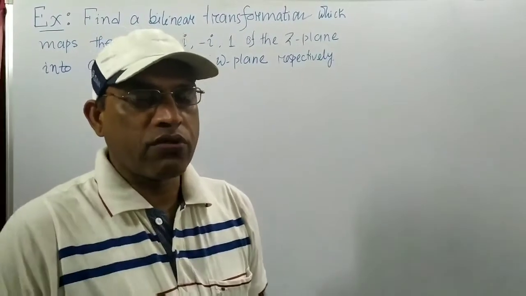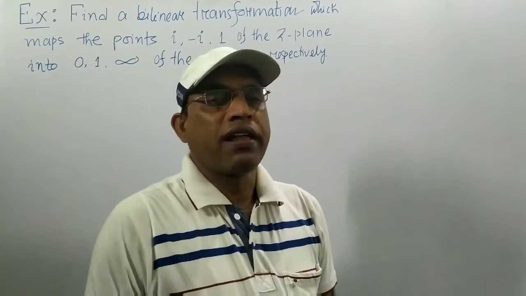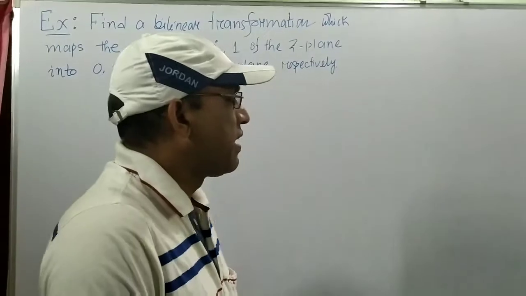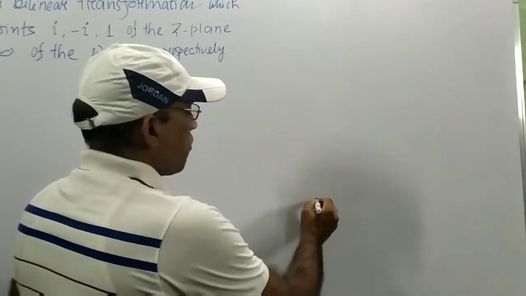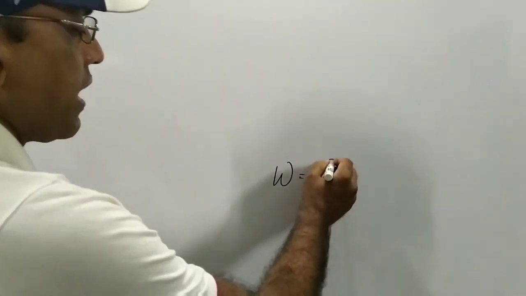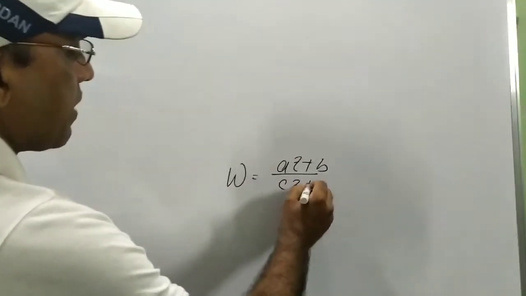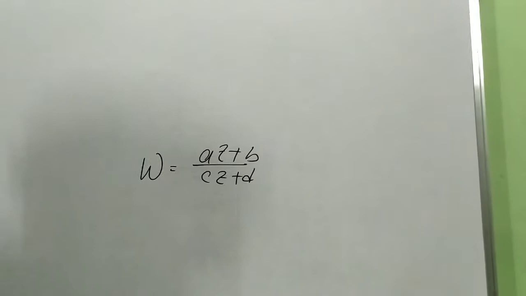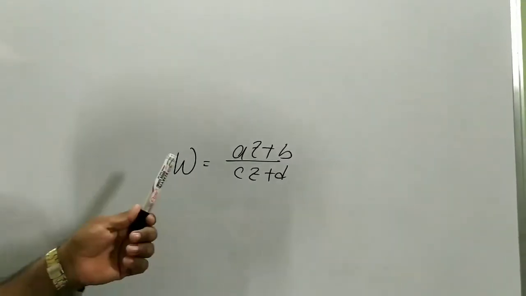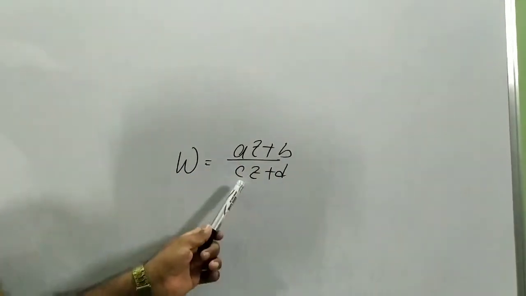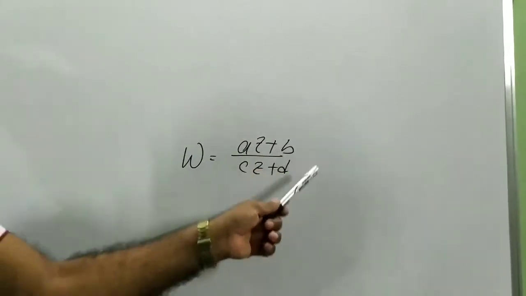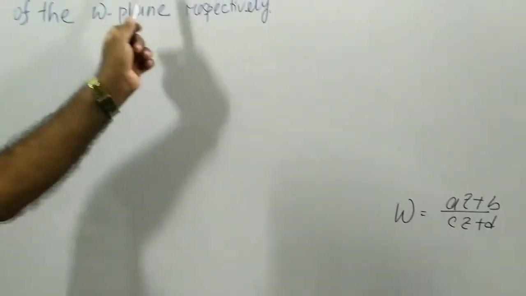Dear student, today we want to find a bilinear transformation. We know the bilinear transformation is W equal to (AZ plus B) by (CZ plus D). We want to find this from the given information.